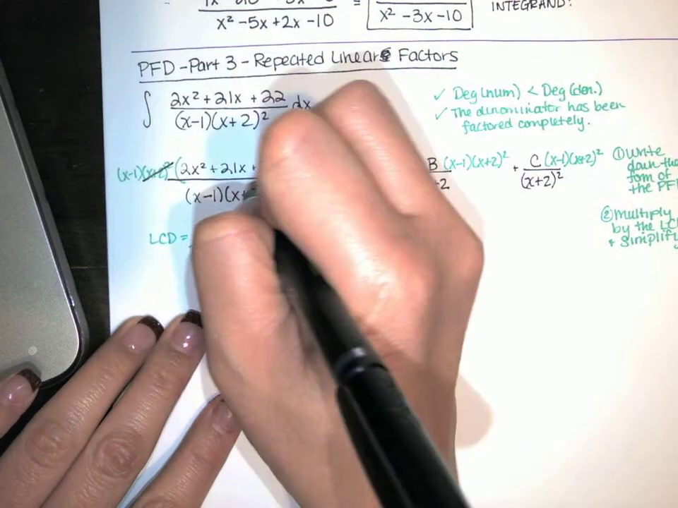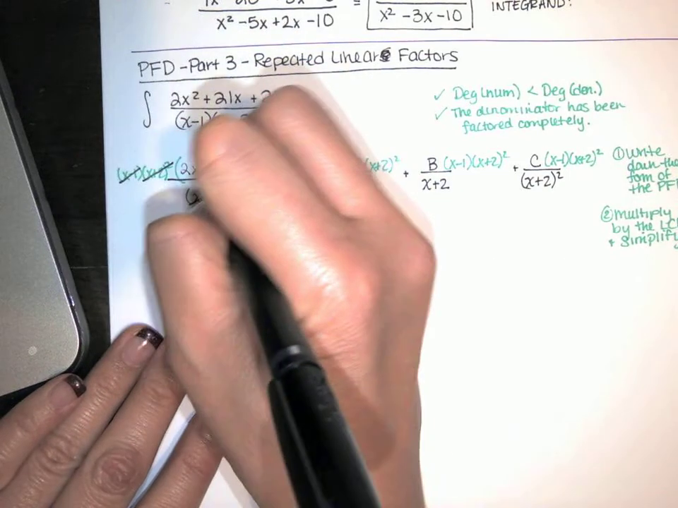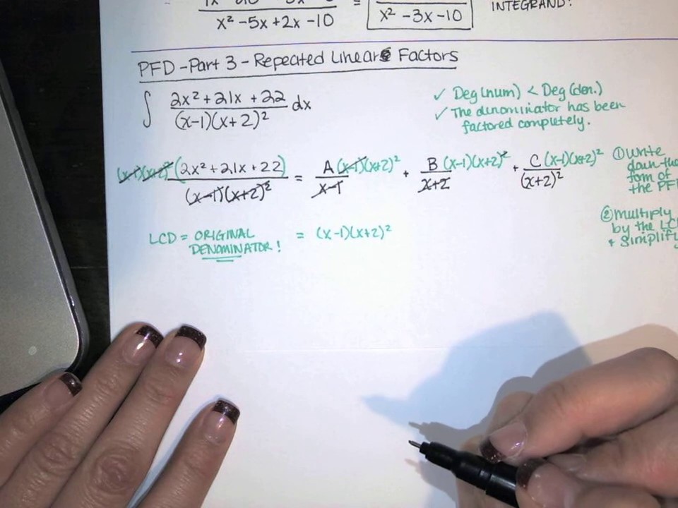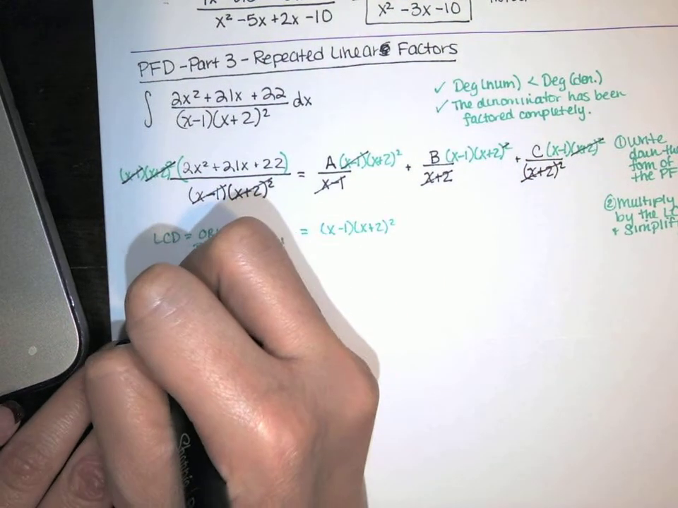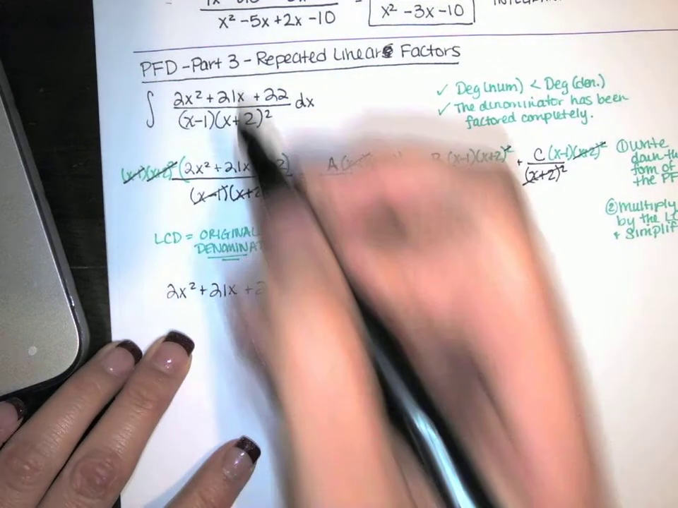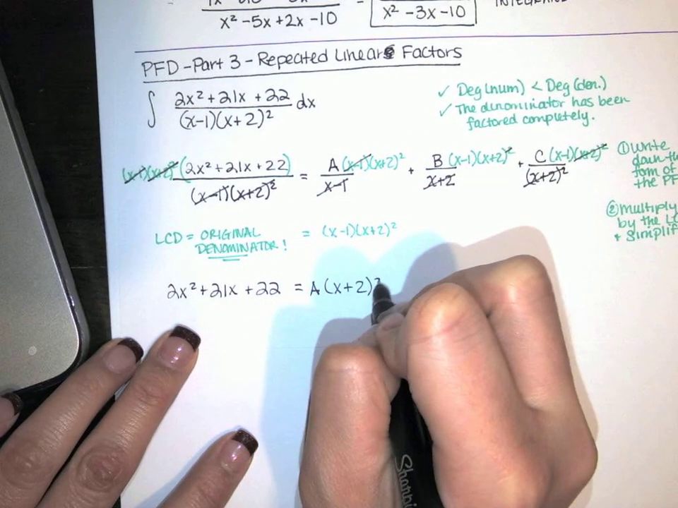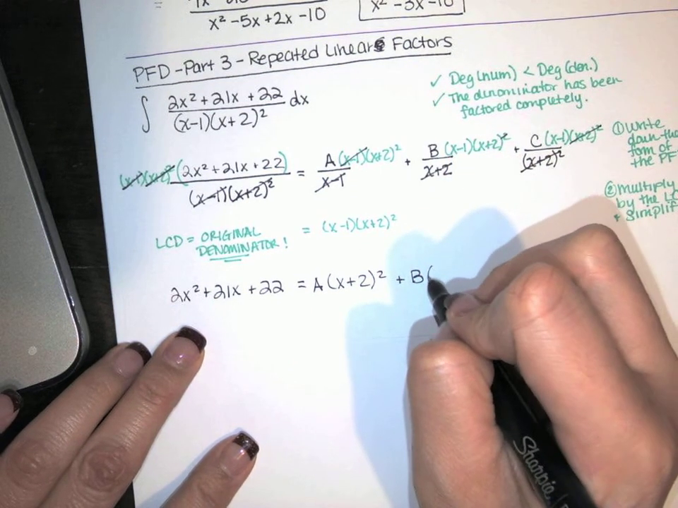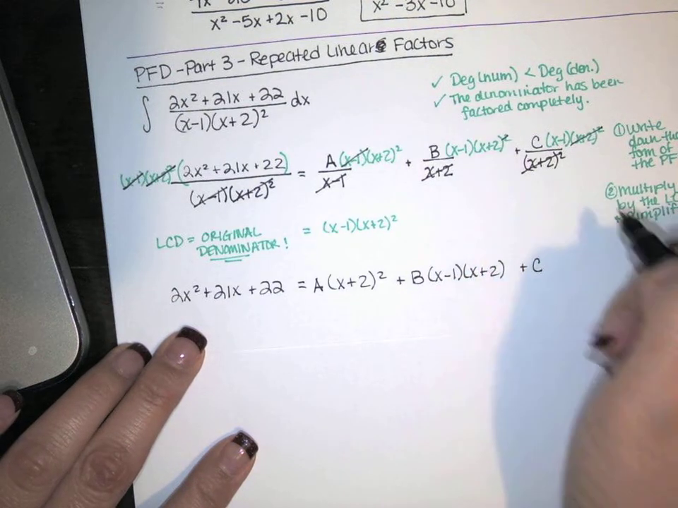So the x plus 2 squared and the x plus 2 squared reduce, because anything over itself is 1. And this reduces. And this reduces. And this and one of those guys reduces. And this reduces. So we're left with our original numerator. The original numerator from the integrand equals a times x plus 2 squared plus b times the quantity x minus 1 times x plus 2 plus c times x minus 1.